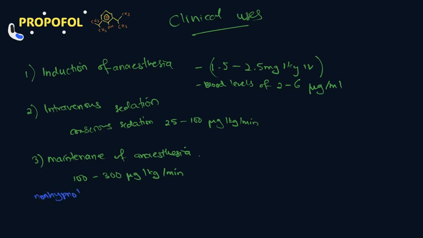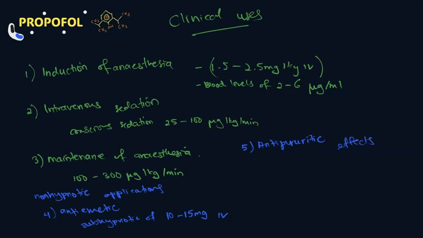There are also non-hypnotic uses of propofol. It can be used as an antiemetic with a dose of 10 to 15 mg IV, which is subhypnotic. Propofol can also be used as an antipyretic with a dose of about 10 mg IV. Propofol can also be used as an anticonvulsant, and lastly, for attenuation of bronchoconstriction.